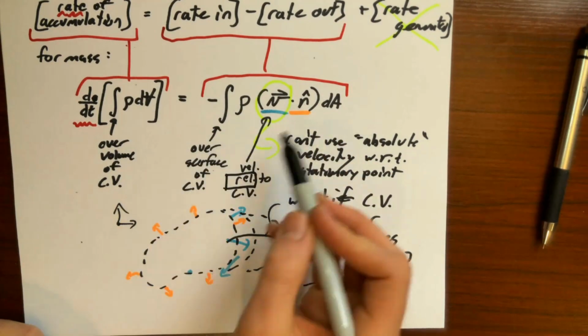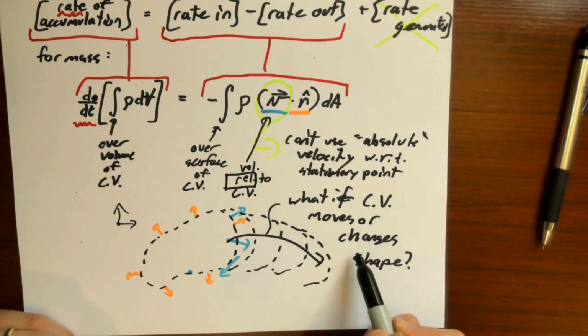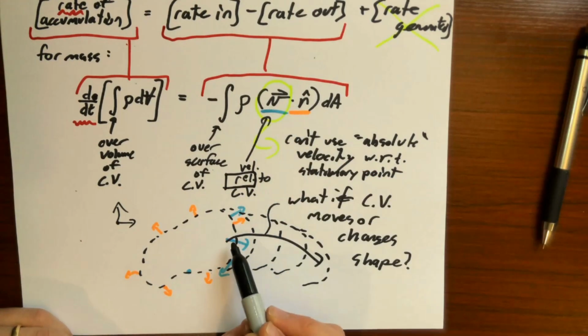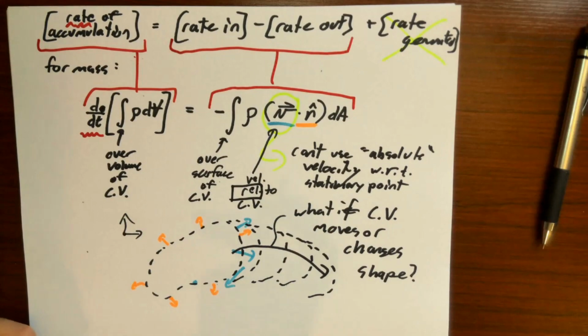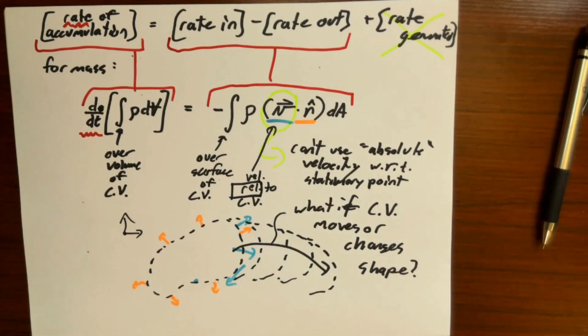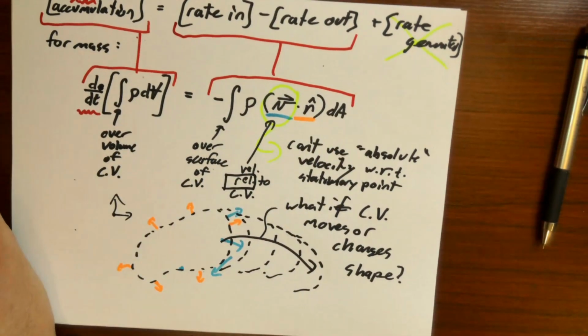So we can use this formulation. If our CV is moving, we just need to make sure to use a relative velocity of the fluid to the control volume in that case. And this will make an appearance in our example problem. So, stay tuned.